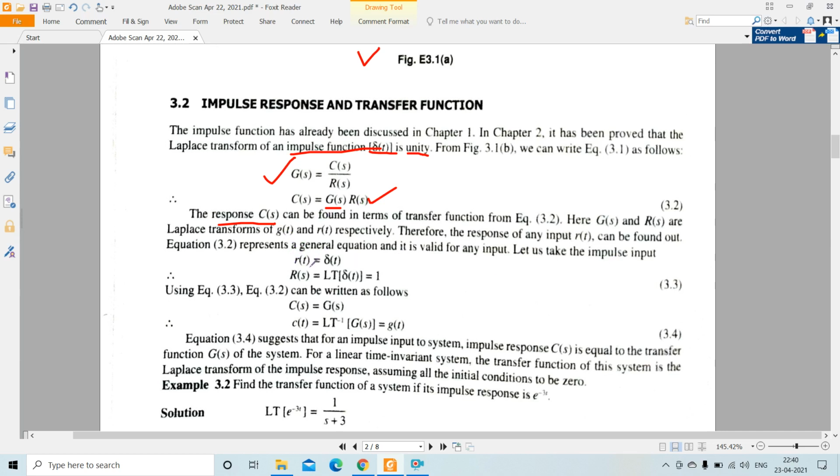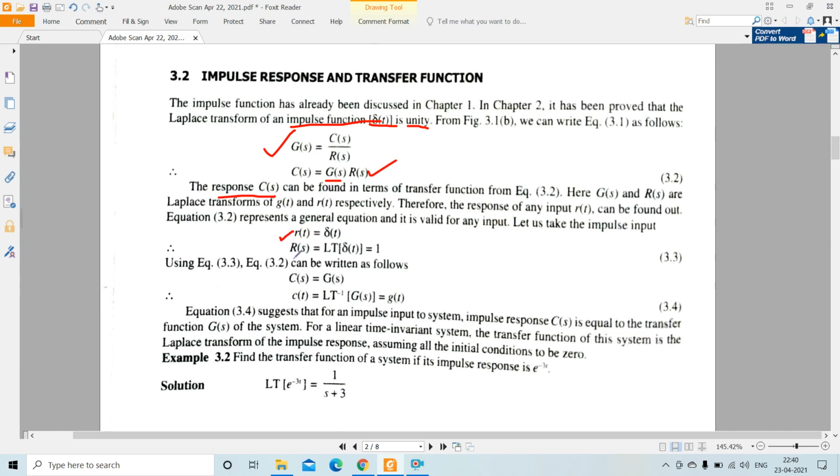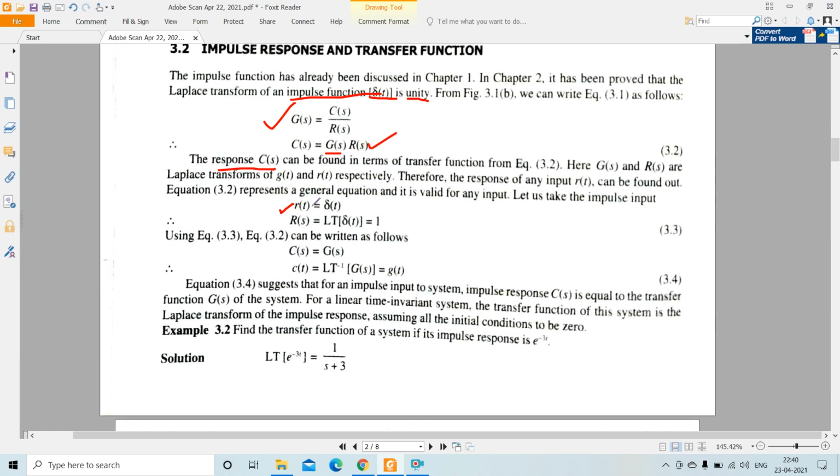Here r of t is equal to delta t. This r of t is the input; r of t equal to delta t is the impulse input. So its Laplace, R of s, is equal to 1. Now we have to put this R(s) value here.